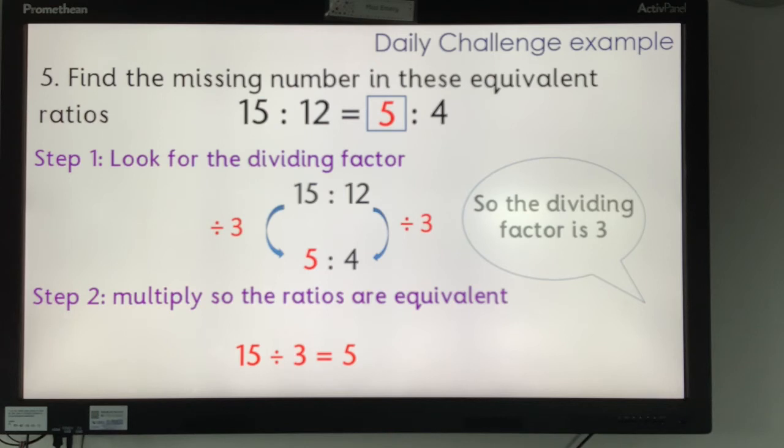Again, that's the simplest form of the ratio. Because we've got a mix of odd and even numbers, we can't go any further. 5 to 4 is the simplest form.